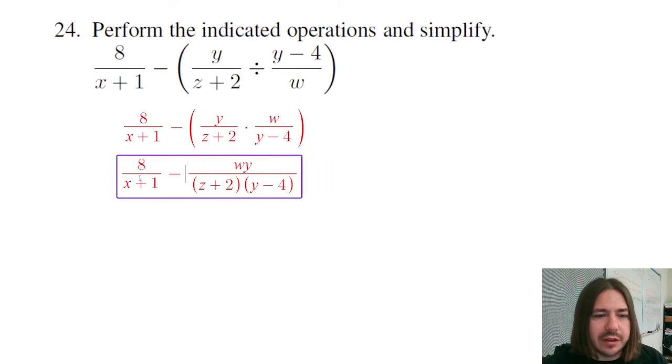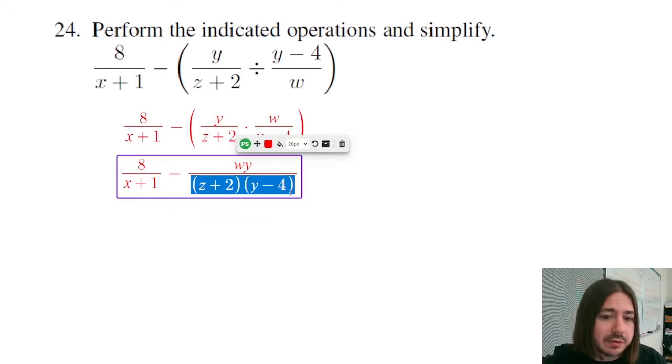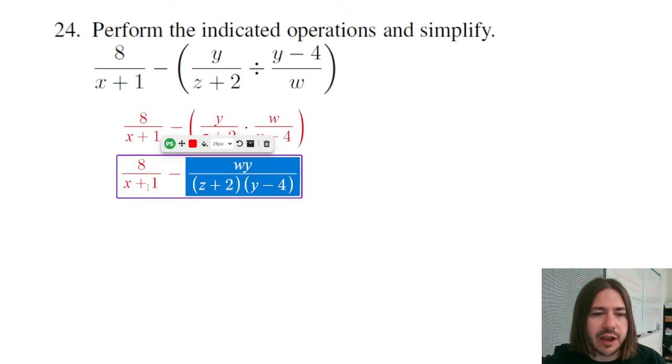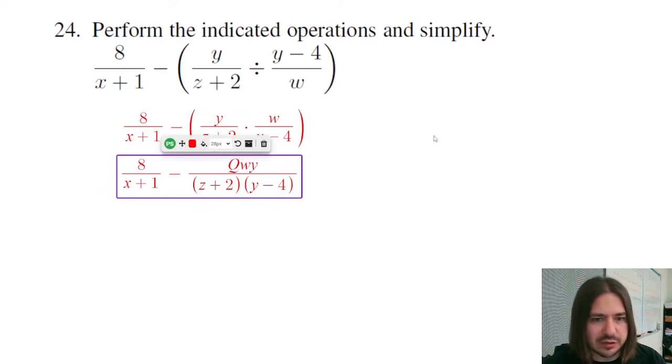So now we've got two fractions that are being subtracted, and so we need to find a common denominator to be able to subtract these. Now the easiest way to find a common denominator is to simply multiply each fraction by the other denominator, and that means we're going to be multiplying this first fraction by z plus 2 times y minus 4 divided by itself, and then we're also going to multiply the second fraction by x plus 1 over itself. That way we'll have the same denominator in both terms, just like this.